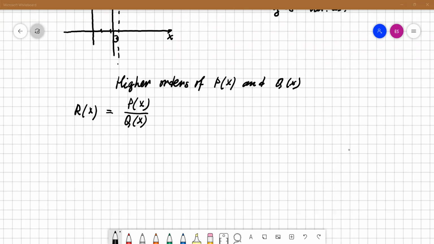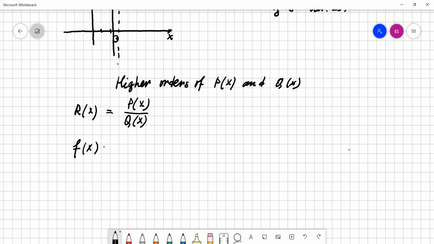For example, I'm going to consider polynomials of the second order, like 2x squared minus 4x plus 5, and x squared minus 2x plus 1. So how do we find vertical and horizontal asymptotes? Well, first, vertical asymptotes.